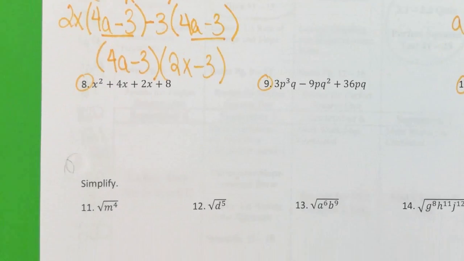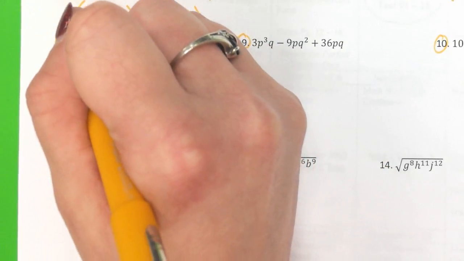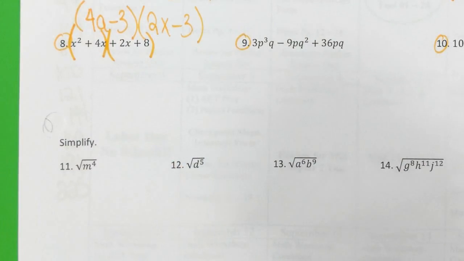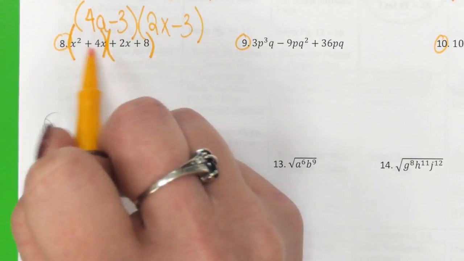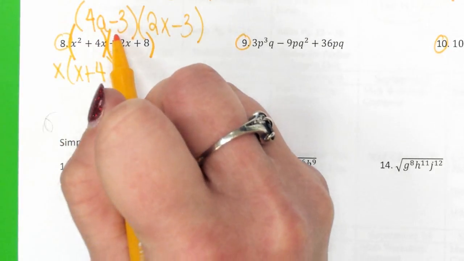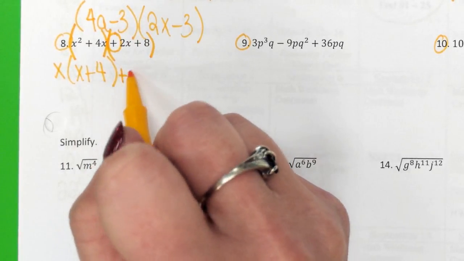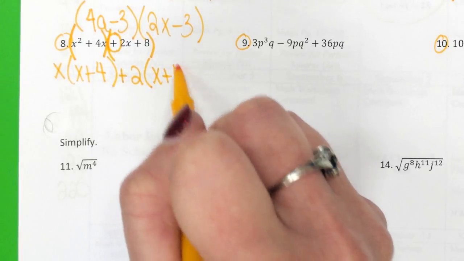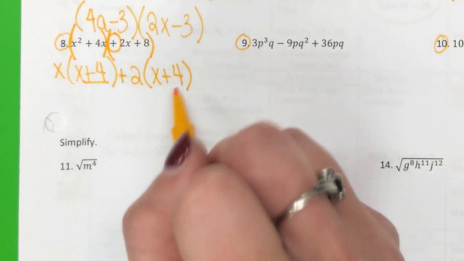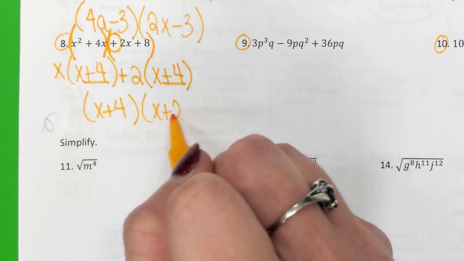All right, number 8. How many terms does that one have? 4. So what do you do when you have 4 terms? Grouping. Very good. All right, the first 2, what do they have in common? X. And then 2. Careful. Positive 2. And then x plus 4. You have to put that plus sign with that 2, okay? So then you know you did it right because your parentheses are the same. There you go.